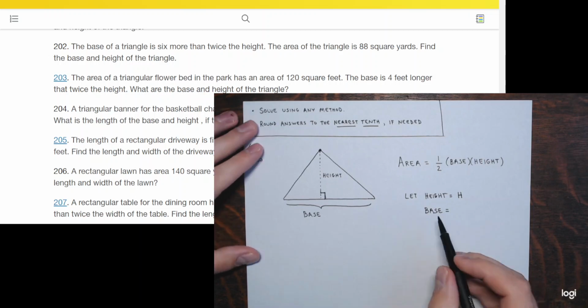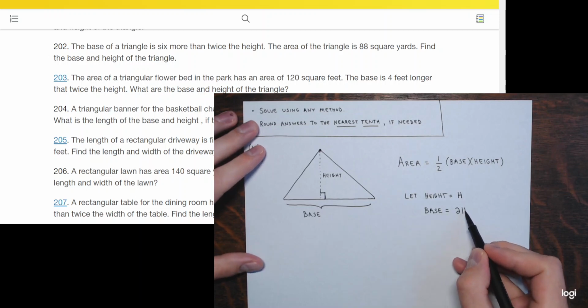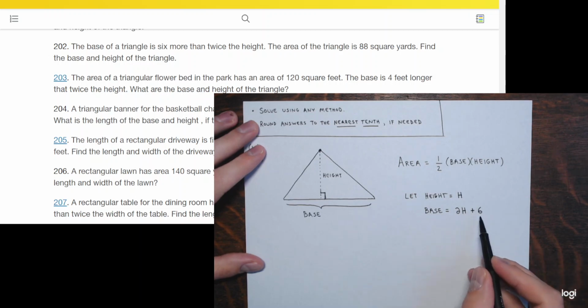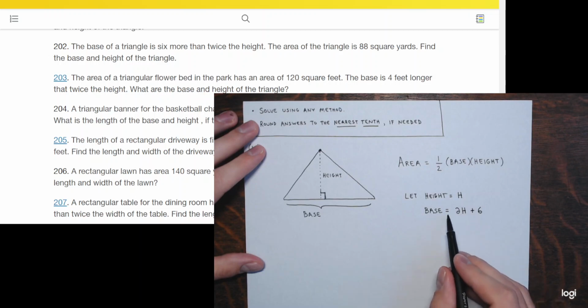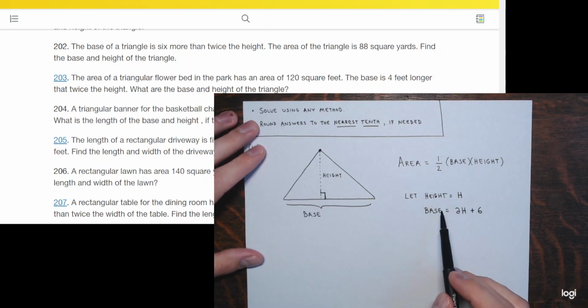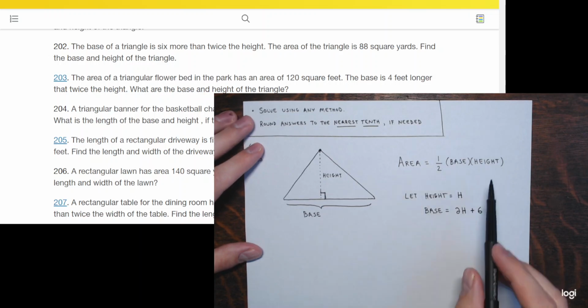Because they told us the base of a triangle is 6 more than twice the height. So twice the height would be 2h, and 6 more than that would be plus 6. So they told us this in the first sentence: the base is 2h plus 6, if I called the height h. I hope that makes sense. So I have an established expression for the height, h, and an established expression for the base, 2h plus 6. And now I'll just substitute this information into my area equation.